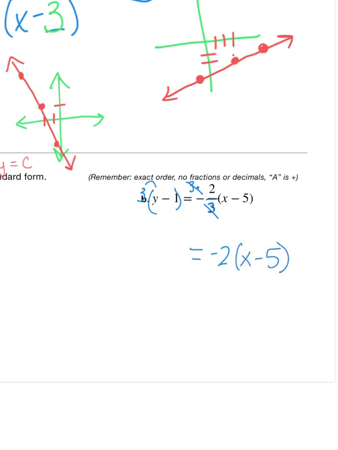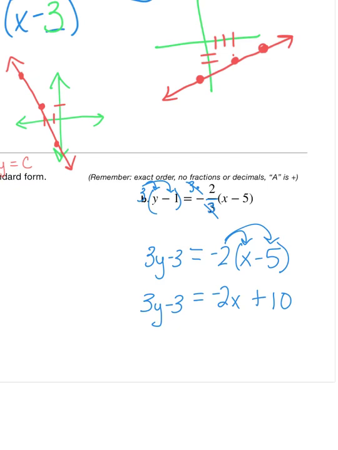And then this we can distribute. We'll do that on the other side too. We have to basically, if we're going to multiply the one side by 3, also multiply this side by 3. And now I'm going to distribute. That's going to turn into a plus 10 because it's negative times negative. Okay, so we reached the goal of getting rid of the fraction.